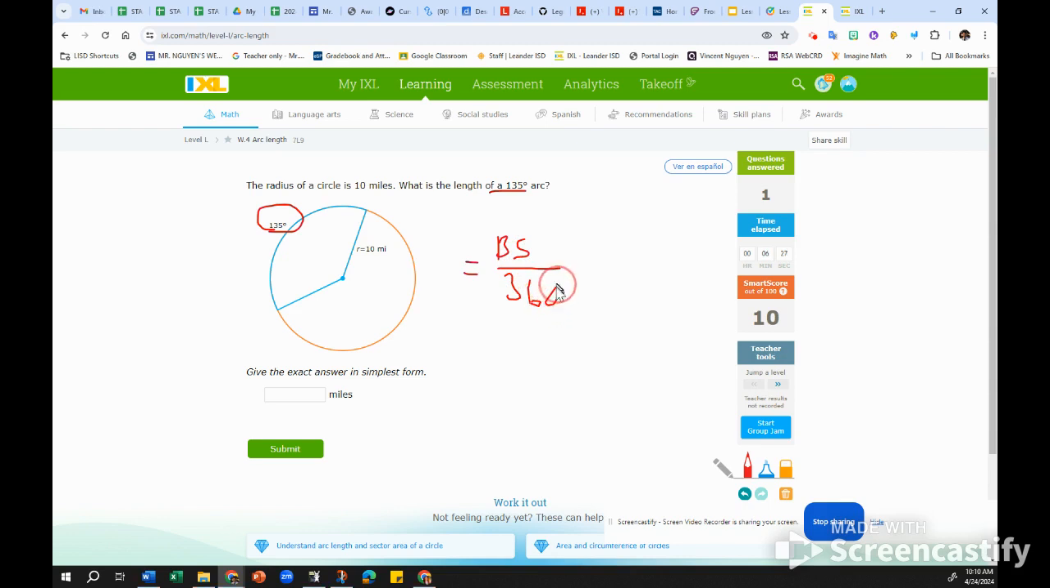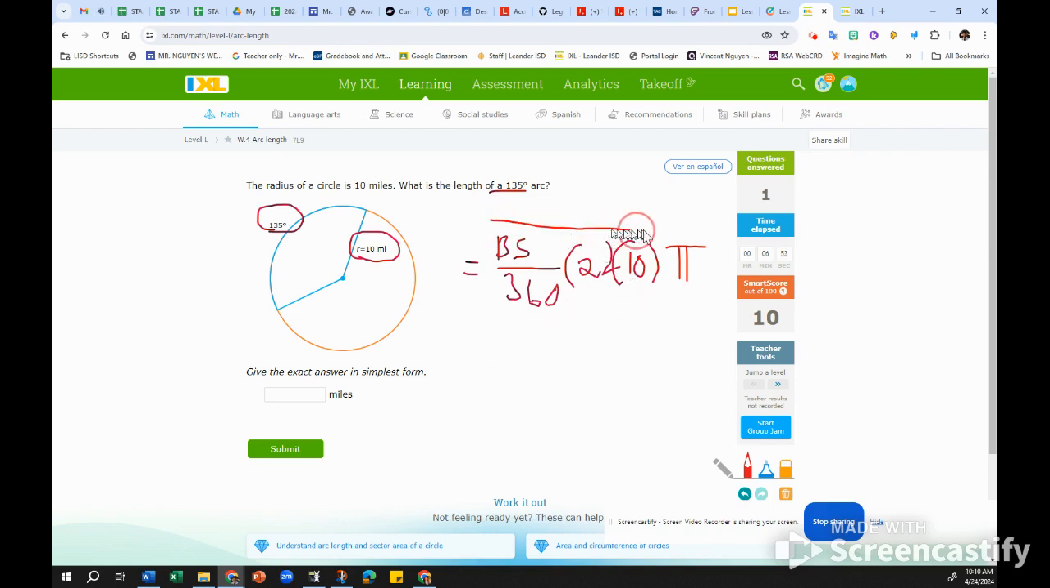Oh, my computer is a little slow. I don't write very well with the mouse anyway. So 2 times the radius, which is 10, and then pi at the end. Excuse me for all that mess, but hopefully you can read that. Okay, so that's 2 times 10, which is 20, right? Those of you who are quick, you can say that's 20.